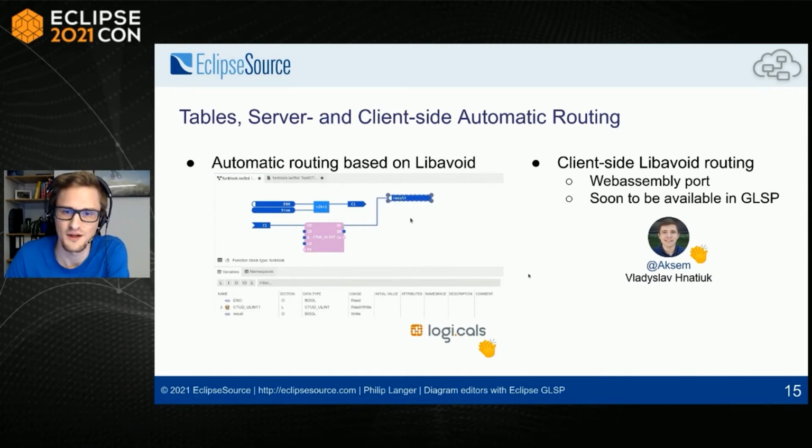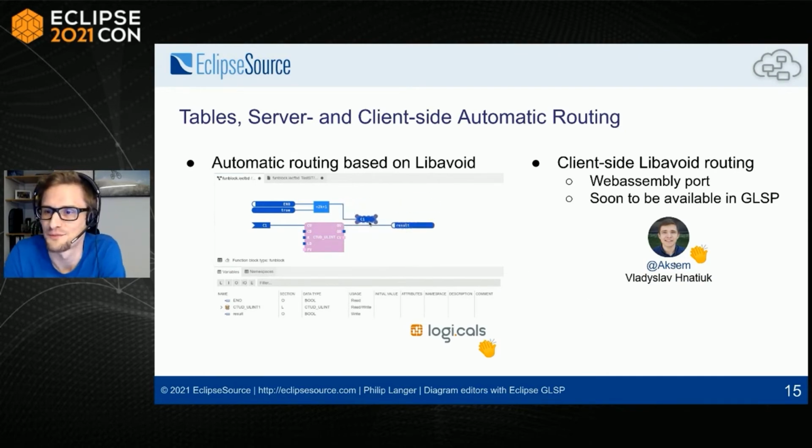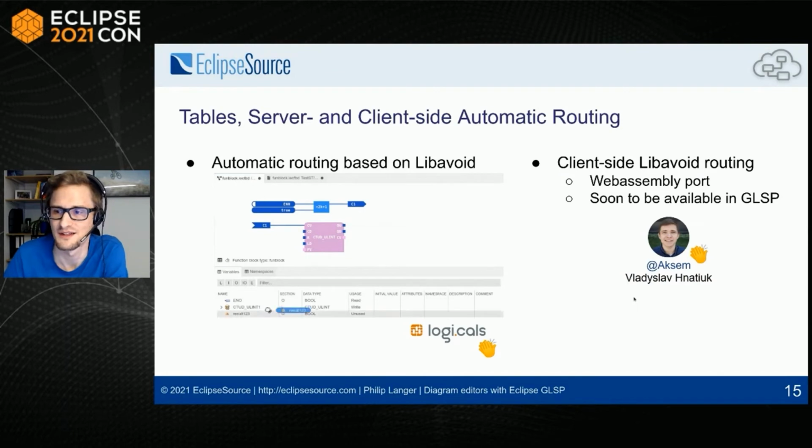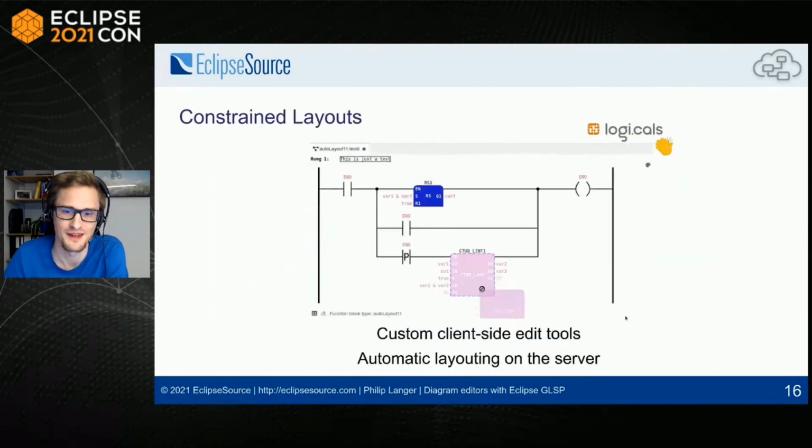The libavoid library that I mentioned before for the automated routing is now, by contributor Vladislav, ported into a WebAssembly build, so that it can even be used inside of the client, and that's soon to be available for GLSP as well. That's really great.